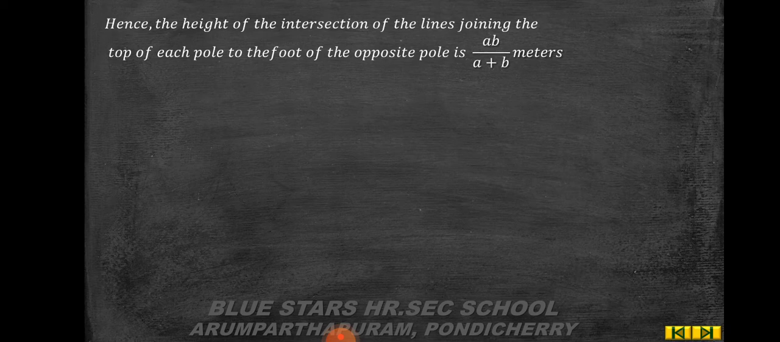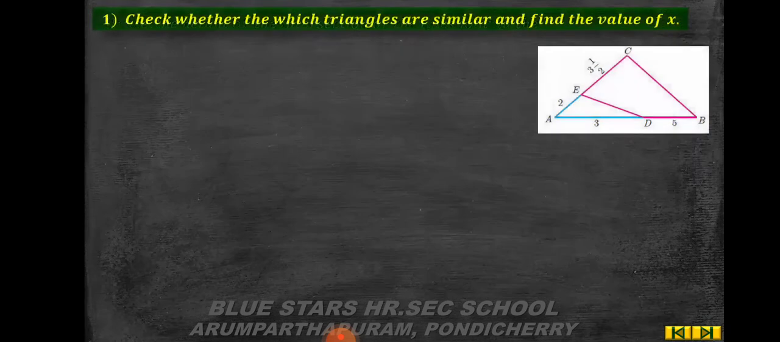Hence, the height of the intersection of the lines joining the top of each pole to the foot of the opposite pole is AB by A plus B meters. Why we are directly moving to exercise 4.1 first problem: the remaining 2 example problems are geometry. So first of all, we will finish all the problems in exercise 4.1. Then we will see the example problem geometry as well as exercise problem in geometry.